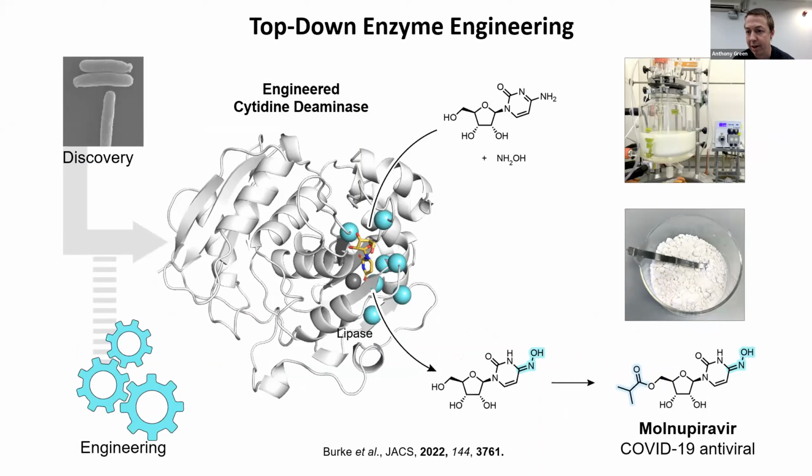This is a project that we did in collaboration with Nick Turner's lab, funded by the Bill and Melinda Gates Foundation, where we engineered a cytidine deaminase, which is a natural hydrolytic protein. We re-engineered this protein so that it could accept hydroxylamine rather than water as the nucleophile. This let us produce N-hydroxycytidine, a key intermediate of molnupiravir, which is one of the few approved COVID-19 antivirals.